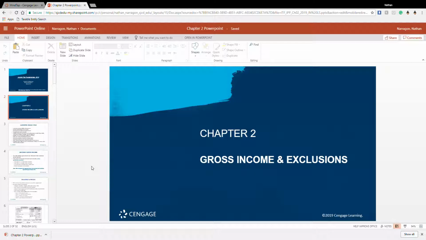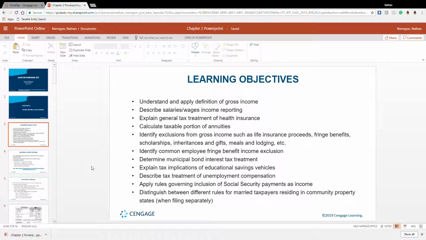Now, with this, we do have our learning objectives. These learning objectives that we do want to get an understanding for are: one, defining gross income. What is it? Describing salaries and wage reporting. General tax treatments for health insurance. Calculate taxable portions of annuity. Identify exclusions of gross income.